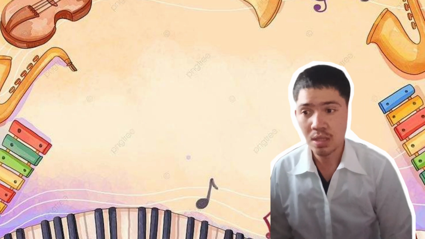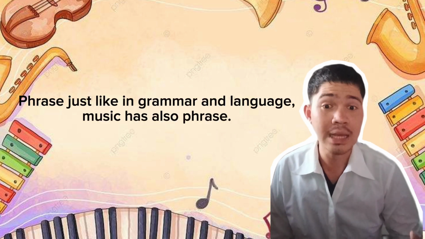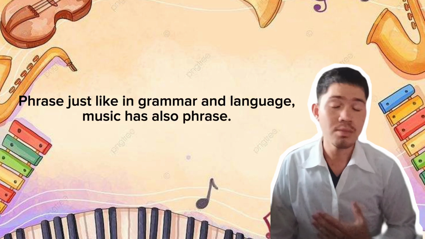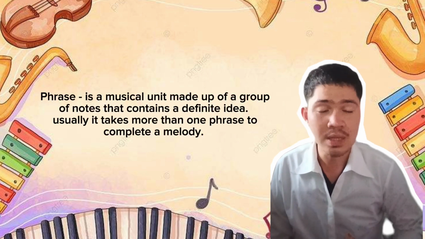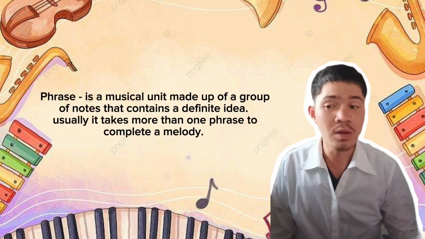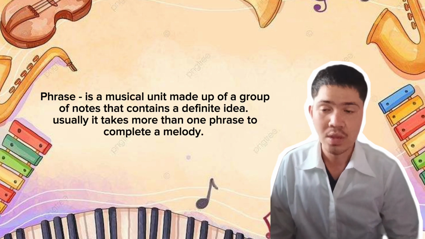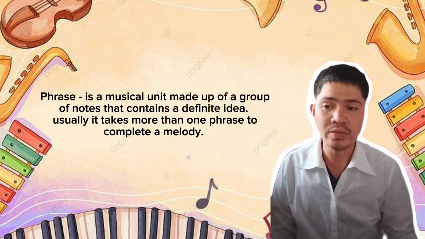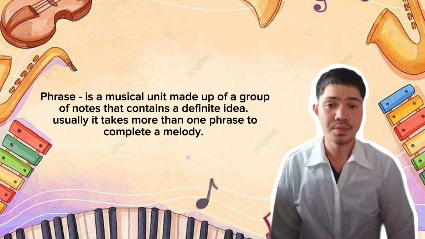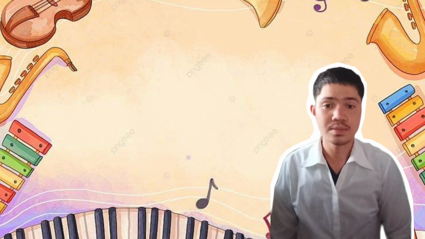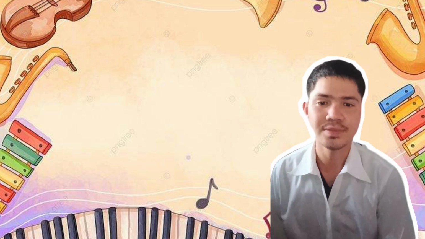The next one is the phrase. Phrase in music is just like in grammar and language, music also has phrases. A phrase is a musical unit made up of a group of notes that contains a definite idea. Usually, it takes two or more phrases to complete a melody. And that is the phrase. Do you follow? Very good.